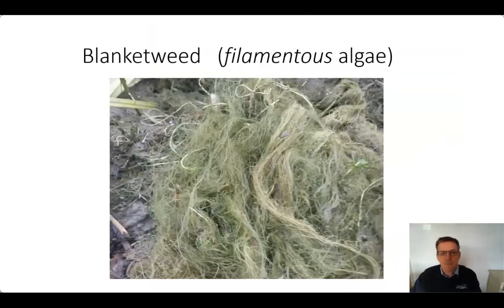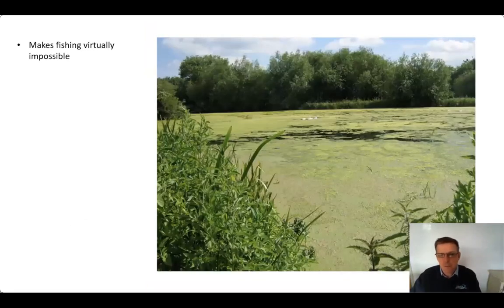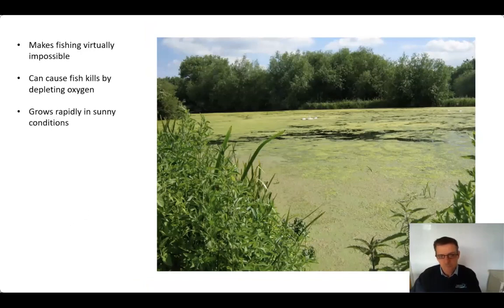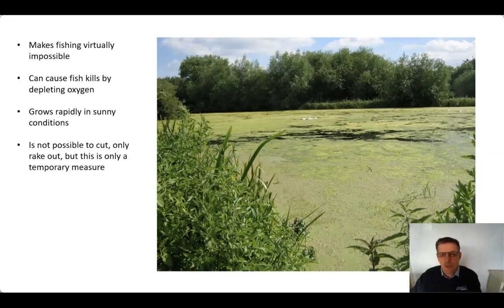Blanket weed. This is probably one of the most troublesome and frustrating plants to deal with. When it's in full bloom, fishing is virtually impossible. It can cause fish kills by depleting oxygen, and it grows rapidly in sunny conditions. It's virtually impossible to cut, as it's just like cutting wet cotton wool. It can only be raked out, but this is only a temporary measure and it will just reappear during your next hot spell.